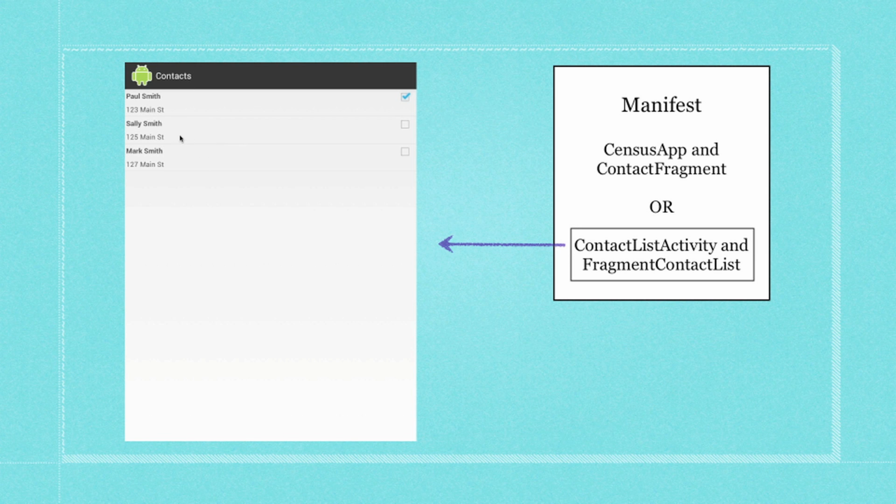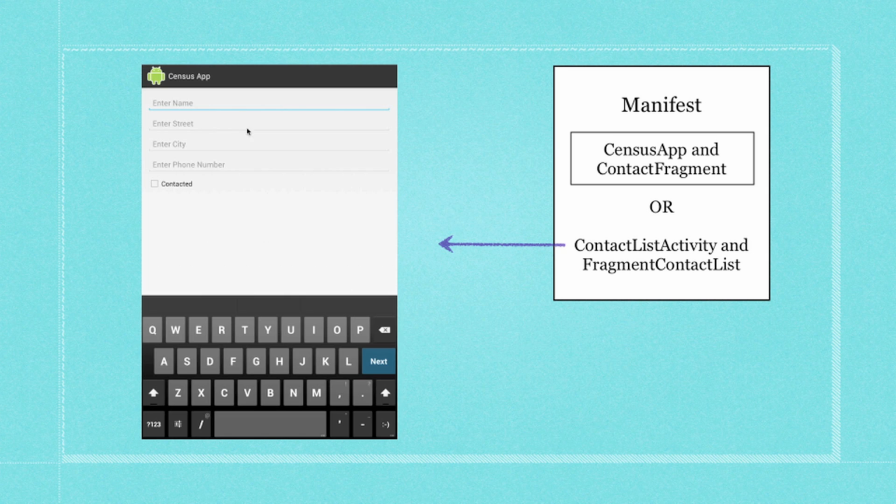What we're going to do in this tutorial is we're going to allow you to click on one of these guys and then bounce over to this screen and change the information inside of it, and a whole bunch of other different things. So let's take a look at the code.